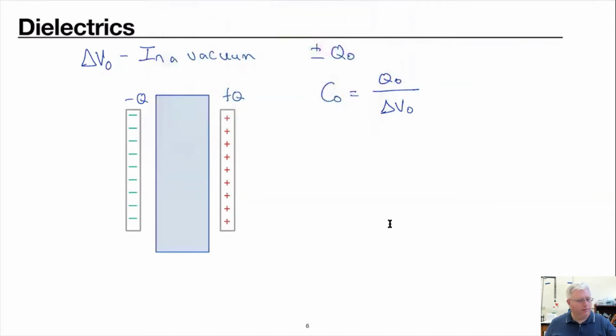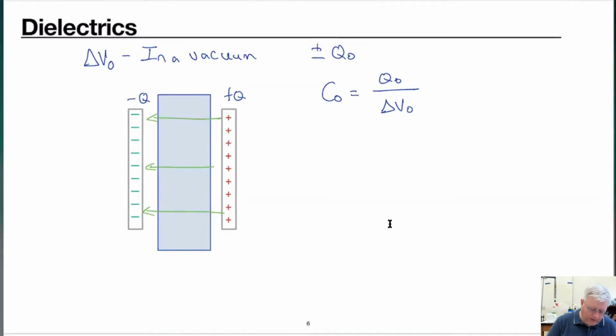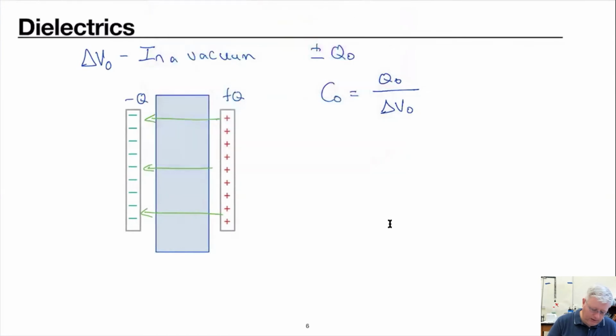Remember that the electric field lines in the parallel plate capacitor point from the positive plate to the negative plate. And so when a dielectric is placed in the parallel plate capacitor, this induces an electric field within the dielectric itself, and this electric field points in the opposite direction. There would be positive charges on this side, negative charges on this side, and so those electric field lines would point the opposite way.